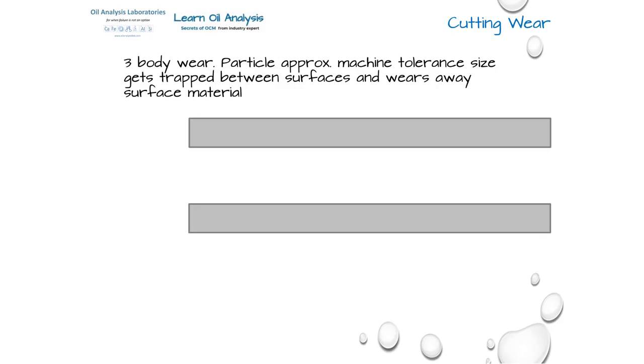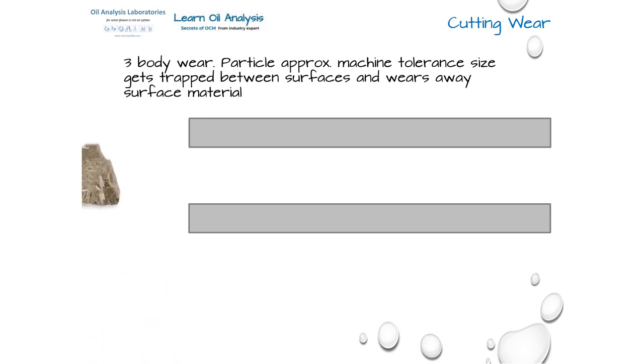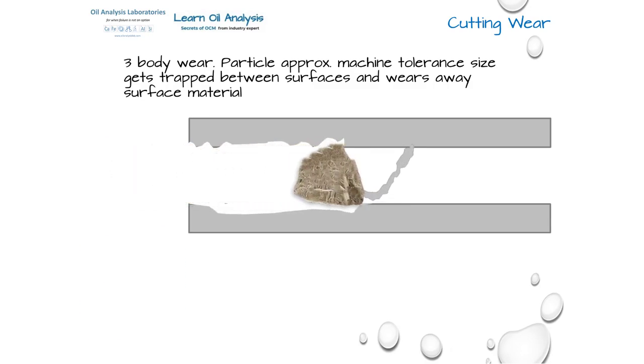To cause the most damage, an abrasive particle needs to be about the same size as the tolerances of the system. This is because too small and it passes straight through, doing little damage, and too large, it never gets to these areas in the first place. This Goldilocks of abrasive particles is perfectly sized to go through and causes a lot of damage.